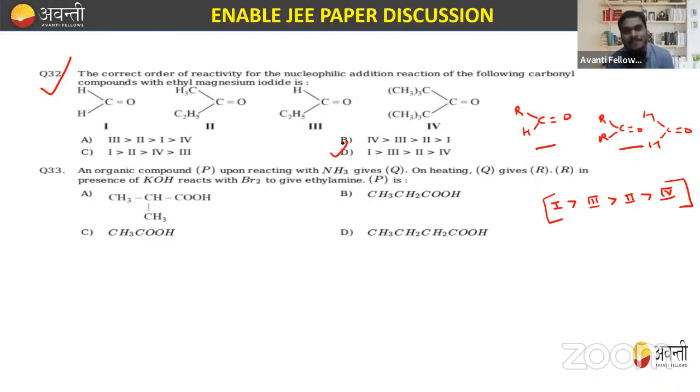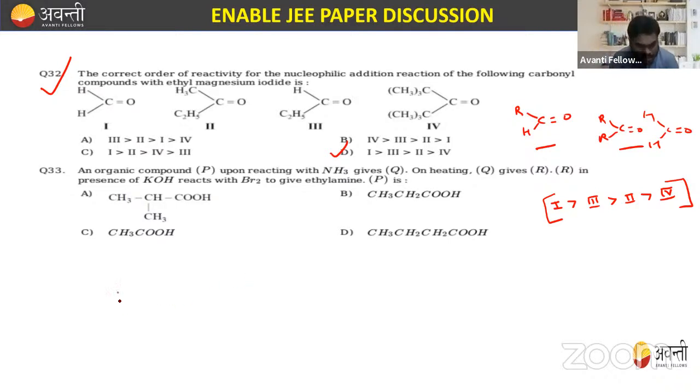Yes, D is absolutely correct. I hope it is clear to everyone? Any doubt, beta, related to this question? No. Okay. Now, moving to the next question, that is an organic compound P upon reacting with NH3.